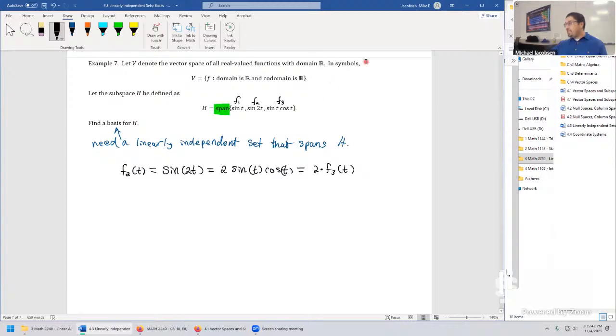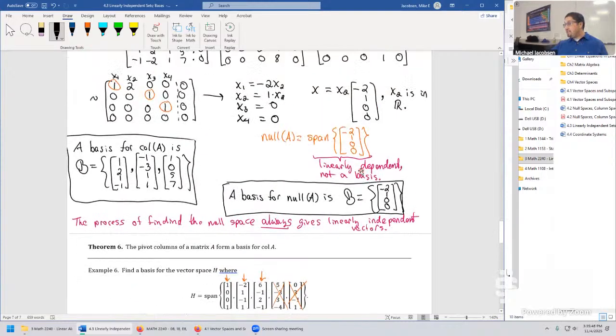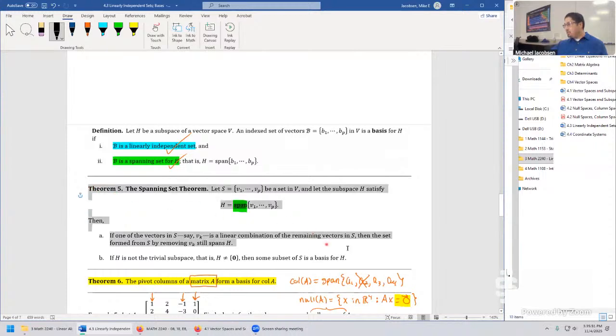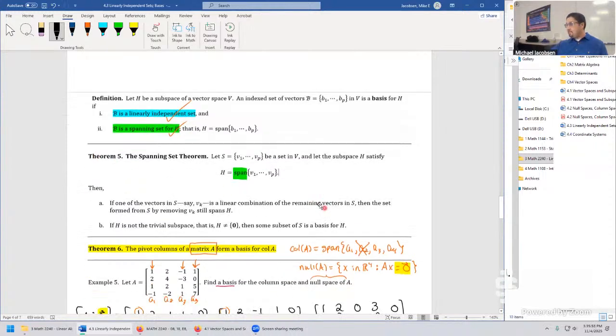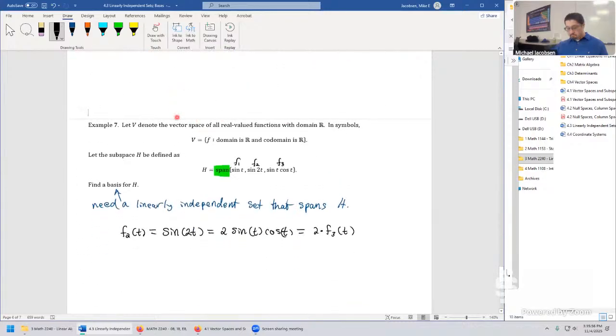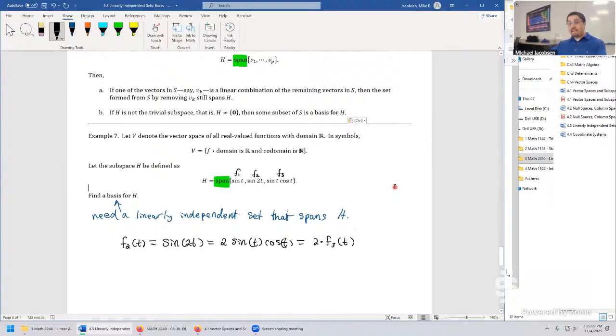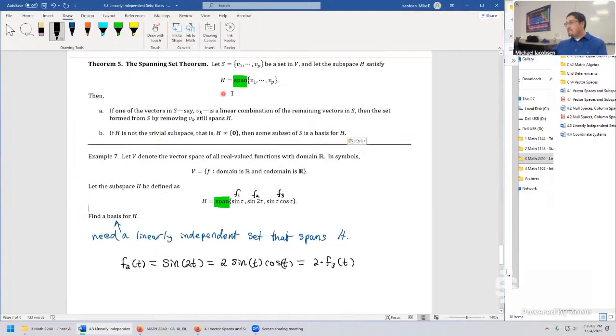So let's pull in the spanning set theorem to just get a refresher on what that theorem was saying. It's actually the biggest theorem of the entire note, so let's take another look at it. So this theorem has something to say. It says if one of the vectors inside your set S, which got spanned to form your space, is a linear combination of the remaining vectors, F2 equals 2 times F3, so F3 is a combination of the prior vectors, then you can just remove that vector. Visually, this is what we've been doing. Remove it, and the set you get still spans H.